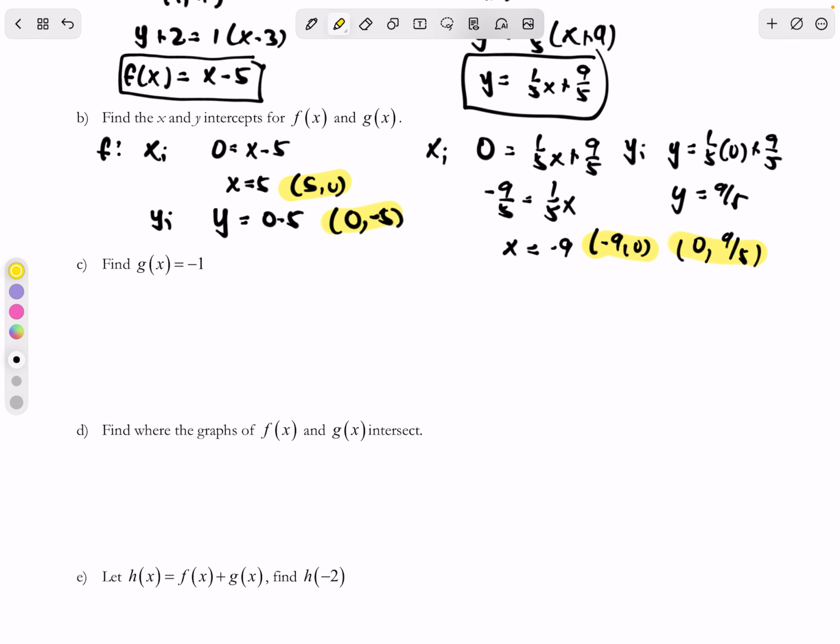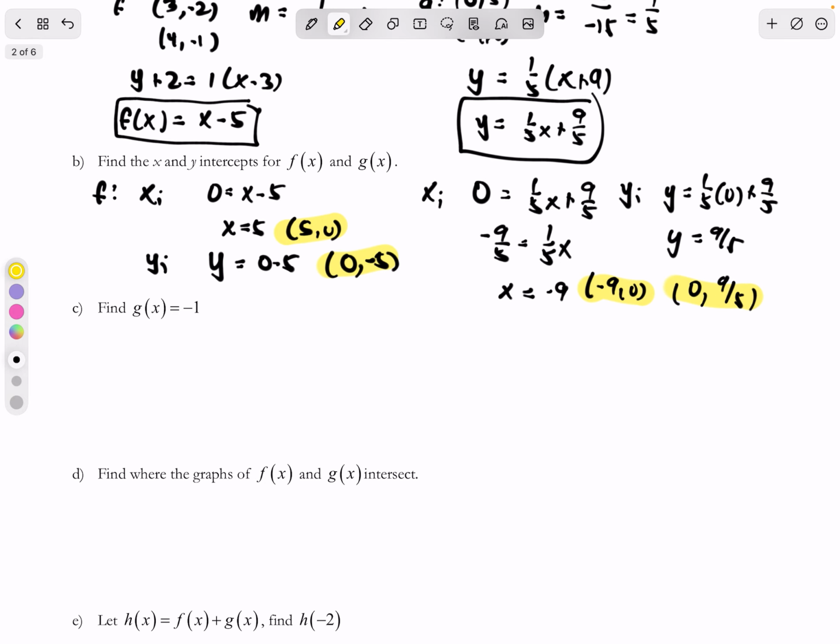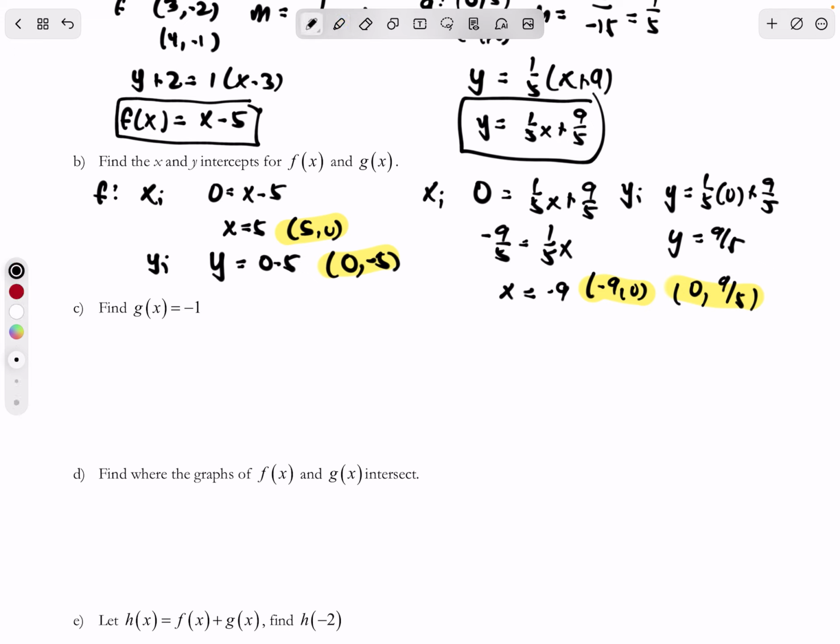Part C, find where g of x equals -1. Let's take that function g and replace it with -1. And then 1/5 x plus 9/5. Subtract 9/5 from both sides. Multiply by 5, and you get x equals, what is that, -14? I could write that neater, couldn't I?